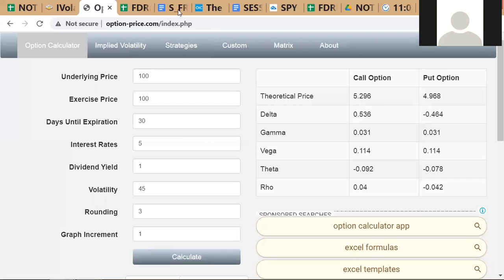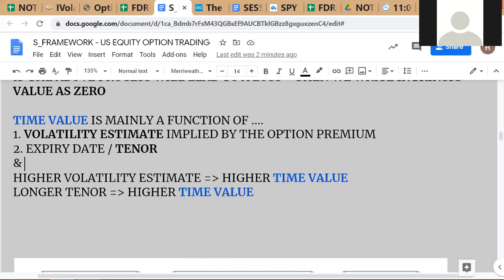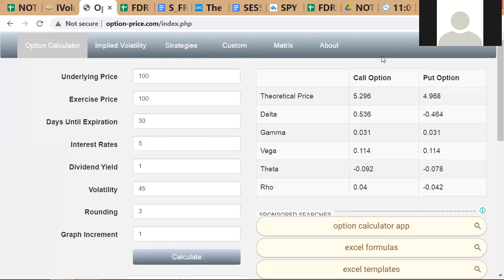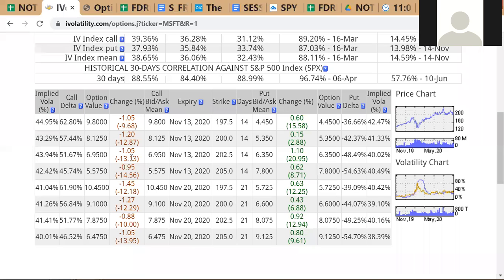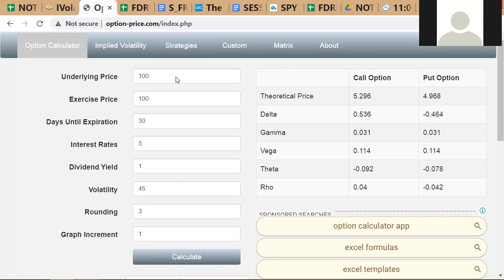that what do I mean by this statement? Vol estimate implied by the option premium. Okay, now the option premium is here. This is the option premium. Now remember, this is an OVM. This is not necessarily an option price, like these are actual option prices. This is an OVM. This only tells me that according to this model, this particular OVM, if these are the inputs, this should be the output. This is what an OVM does.